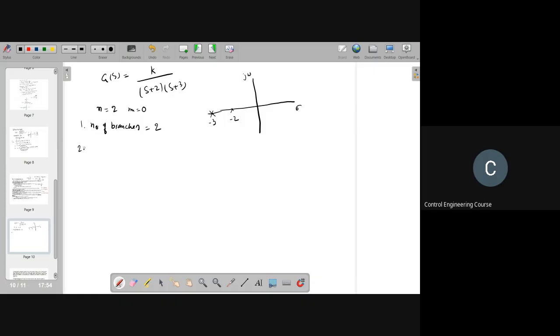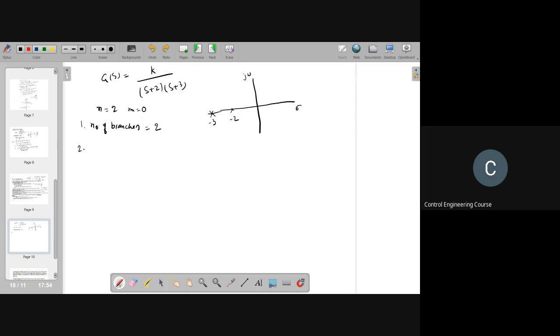Then existence on the real axis. If you see any point to the left of this, there are no poles or zeros, so there won't be any branch in between here. But let me take another.